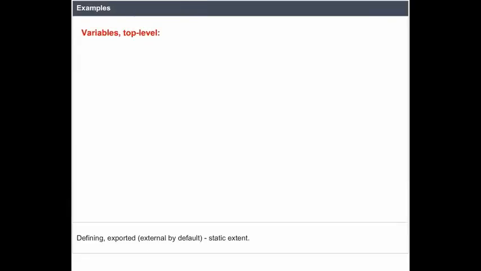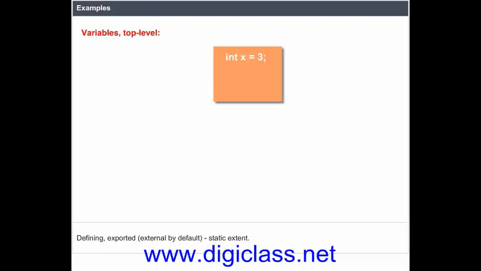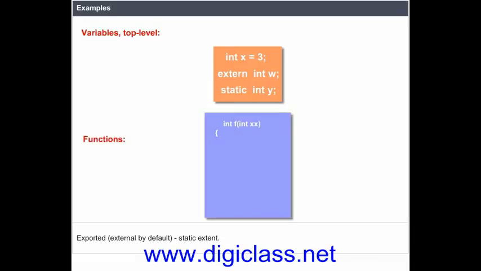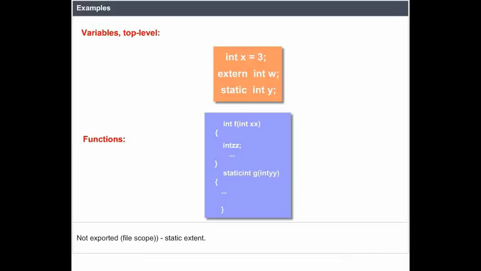Examples. Variables at top level: defining is exported or external by default, with static extent. Declaring is imported, as the variable is defined elsewhere. Static: not exported or external, file scope, static extent. Functions are exported or external by default, with static extent. Local: function scope, local extent. Static: not exported, file scope or static extent.